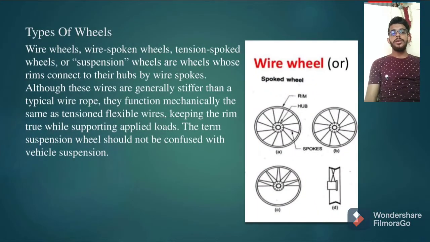Next point is types of wheels. In these types of wheels, wire wheels, wire spoke wheels, tension spoke wheels, or suspension wheels. A wheel whose rim is connected to its hub by wire spokes. Although these wires are generally stiffer than a typical wire rope, they function mechanically the same as tension wires, keeping the rim true while supporting applied loads. The term suspension wheels should not be confused with vehicle suspension.